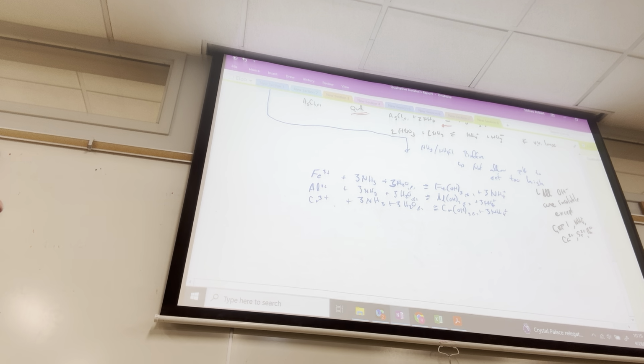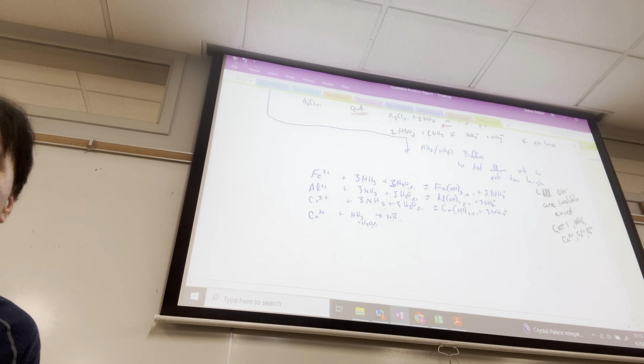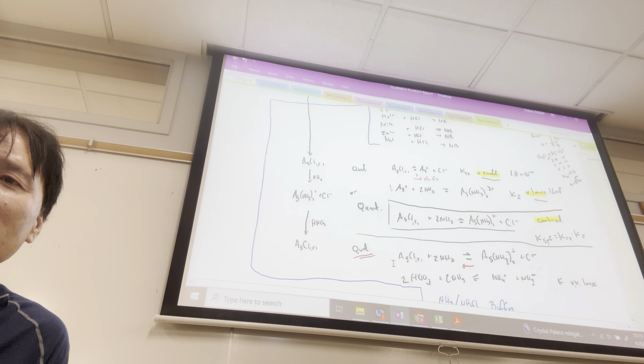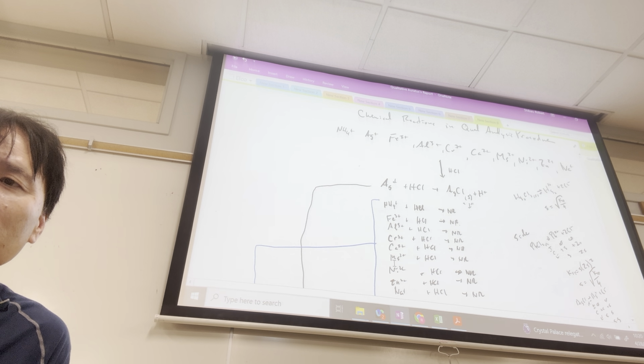So calcium plus the ammonia yields NR reaction. This calcium hydroxide shouldn't precipitate out. Ammonia and water forms a little bit of ammonium hydroxide. So calcium is not going to react. Don't have to worry about that.